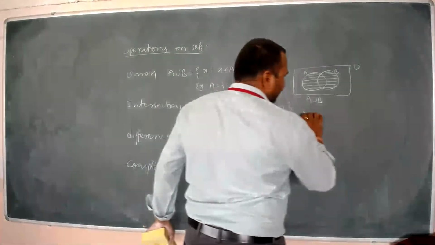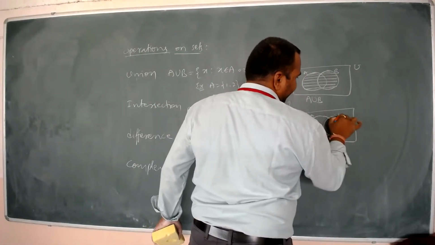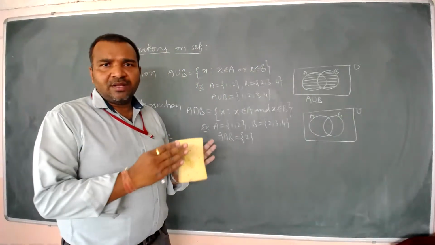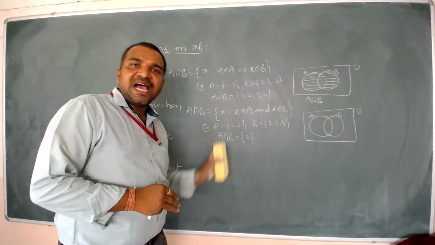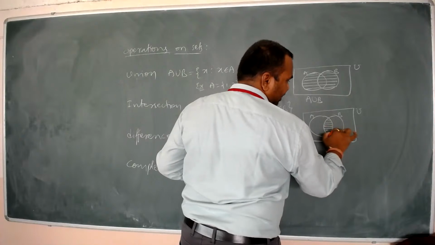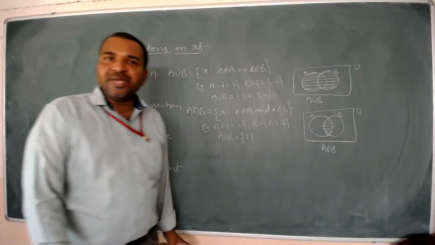Now, how to represent it in a Venn diagram? Venn diagram of A intersection B. So, what is A intersection B? Common. The element which is present in A as well as B. So, the common part. What is the common part? This part only. This part is called A intersection B.